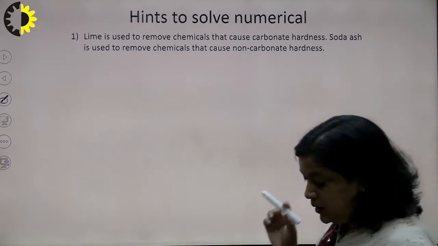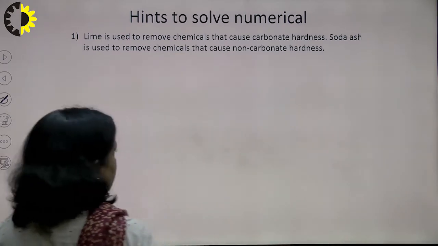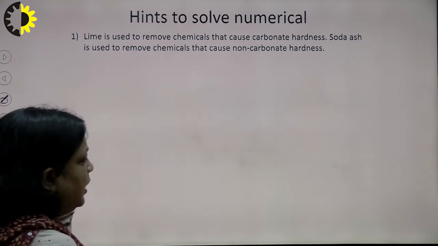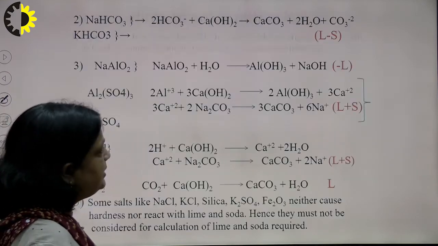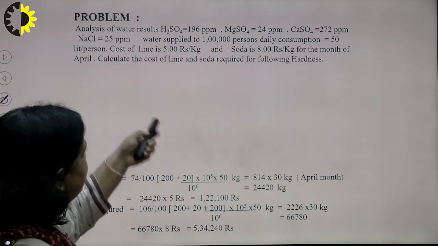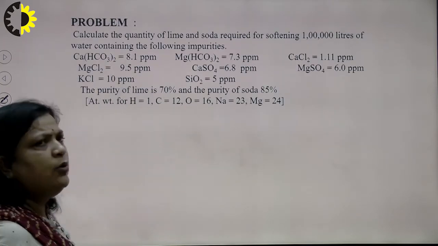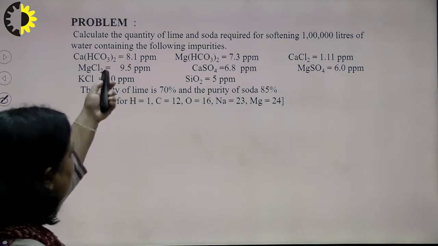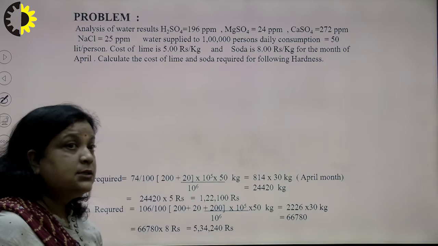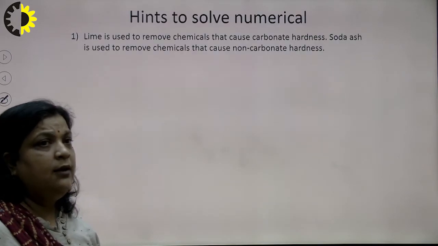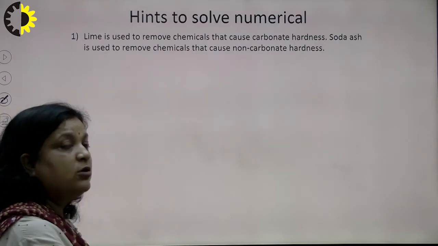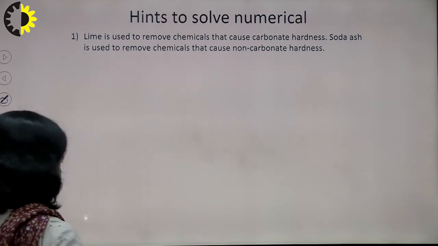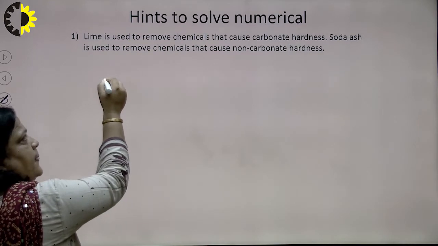Now I have completed the theory part, so let us come to numericals. If we see the type of numericals, they are just like this: calculate the amount of lime and soda in water if the water contains the following salts. So first we should know which type of hardness or salt requires lime or soda. So first come to calcium and magnesium.